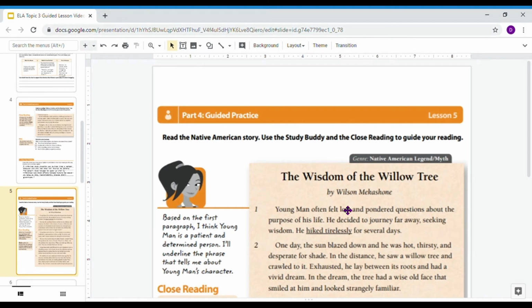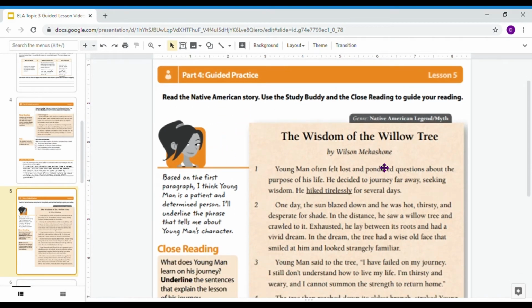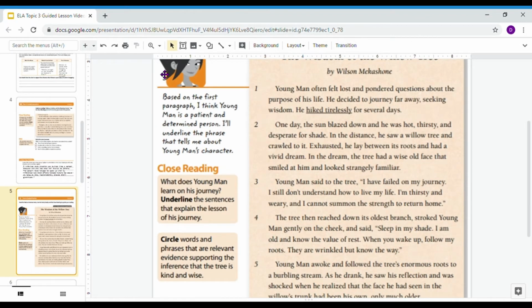This is called The Wisdom of the Willow Tree, written by Wilson McEshone. And remember, I always like to read our study buddy before I read our passage. So our study buddy over here says, based on the first paragraph, I think Young Man is a patient and determined person. I'll underline the phrase that tells me about Young Man's character. It looks like they already did. And she said he's very determined because he hiked tirelessly, and that's why that's underlined in our text.